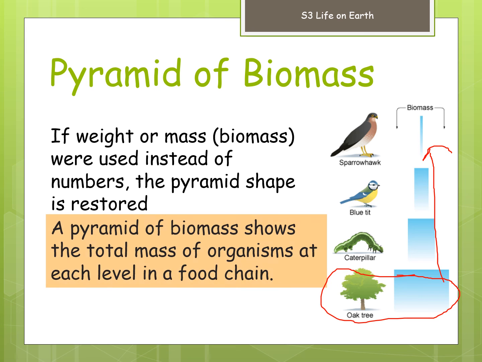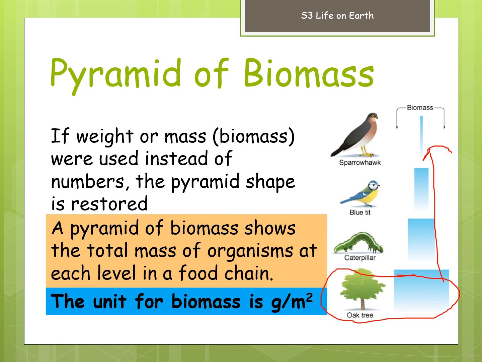Okay, so a pyramid of biomass shows the total mass of organisms at each level of a food chain, and the unit of biomass is grams per meter squared. So again, this definition is something that needs to go in your jotters.